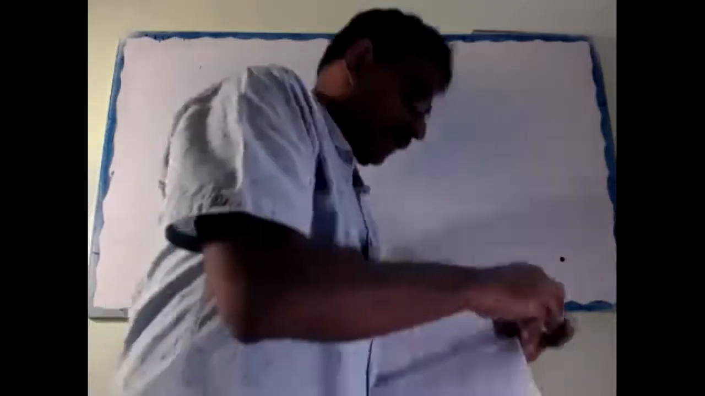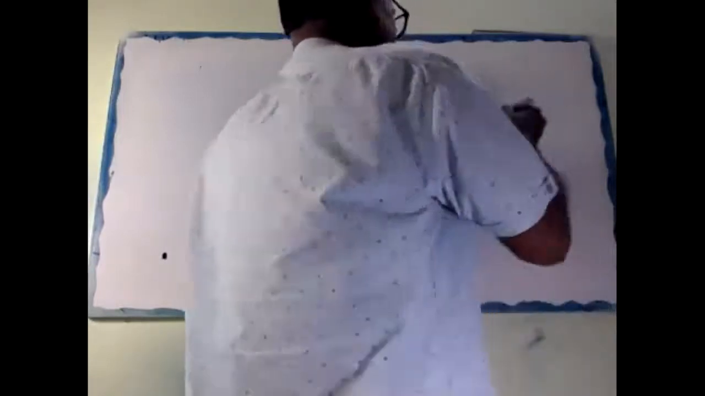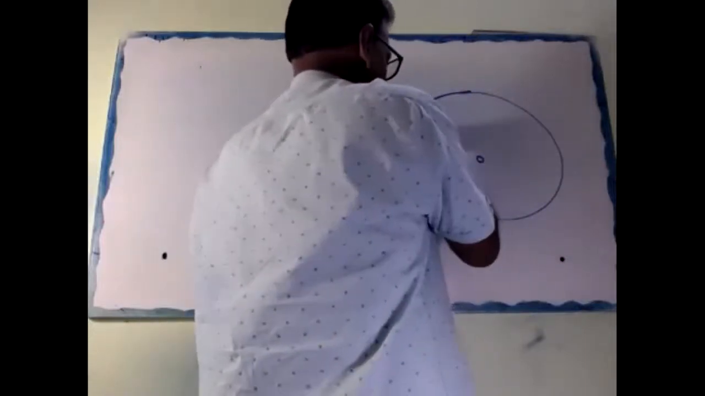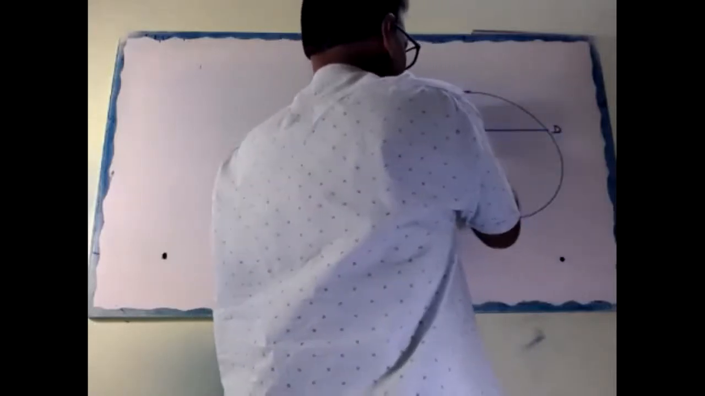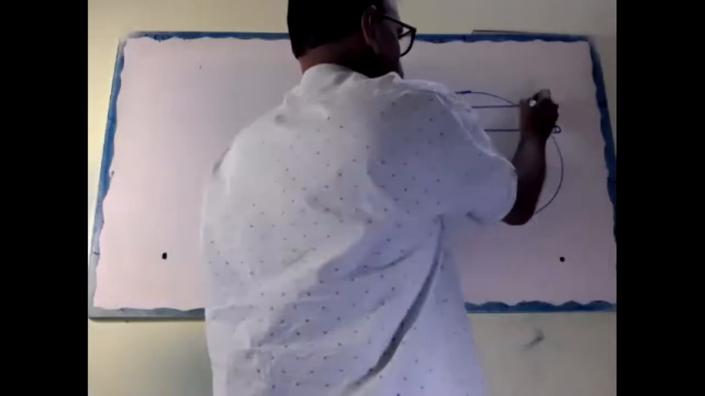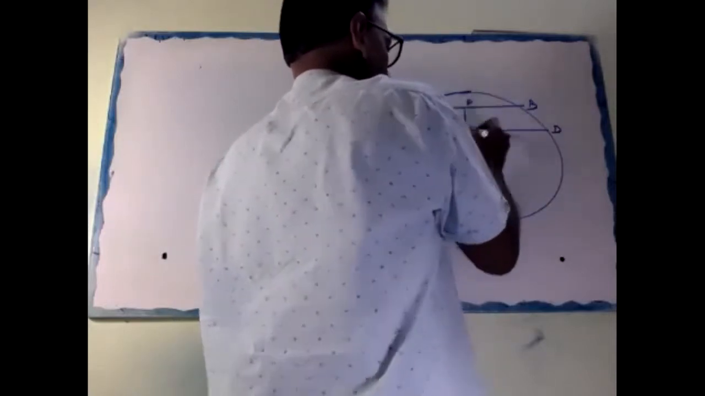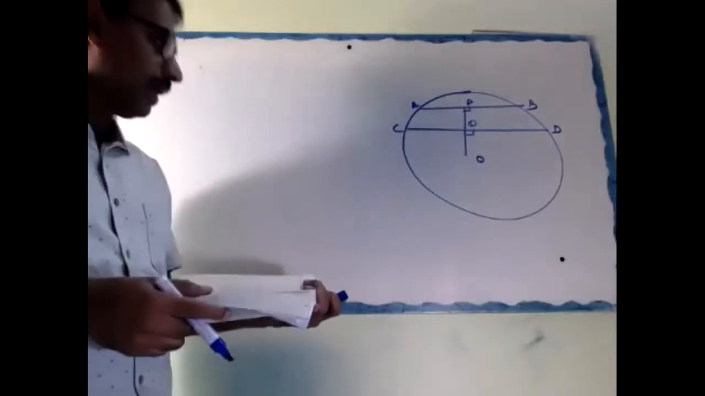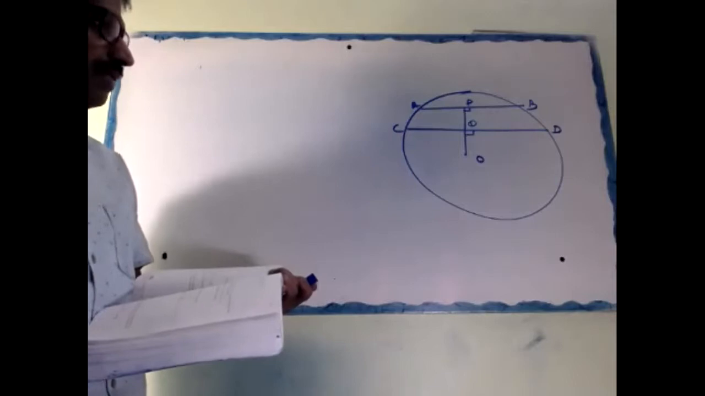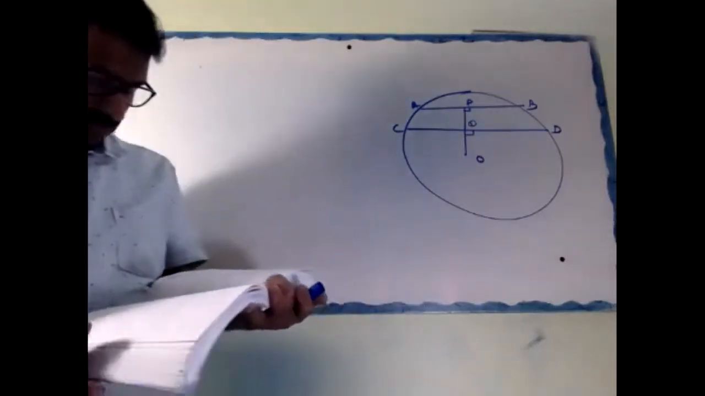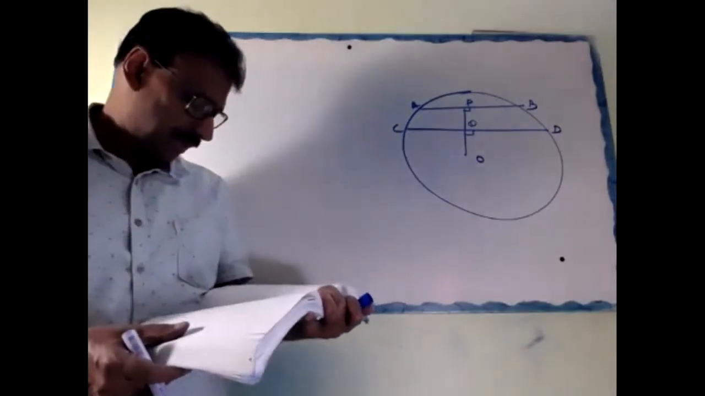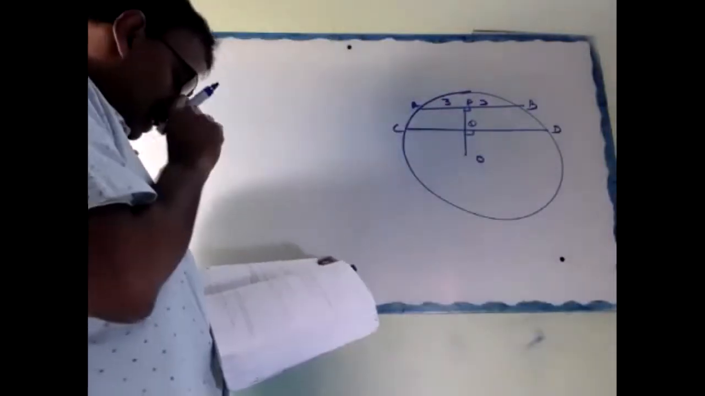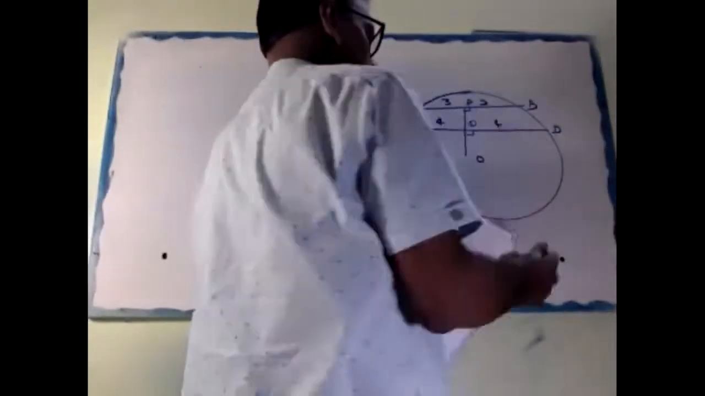Okay, look at the figure. O is the center. This is CD. This one is AB. This is P here, perpendicular. This is Q. O is the center of a circle of radius 5 cm. OP perpendicular to AB. OQ perpendicular to CD. AB equal to 6 means this is 3, this is 3. CD, this is 4, here is 4.